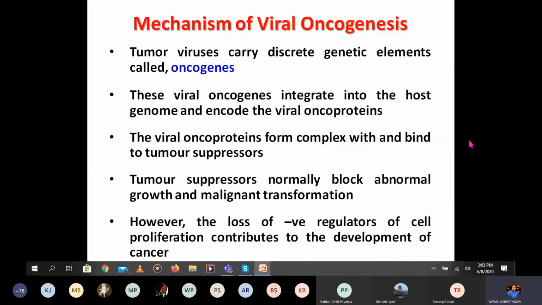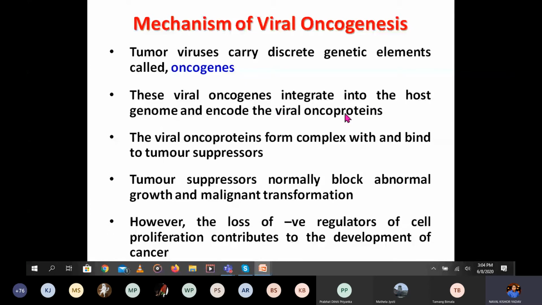So what is the mechanism of carcinogenesis or cancer development due to these viruses? How can these viruses cause the development of cancer? Yesterday in class we discussed different types of genes like oncogene, proto-oncogene, tumor suppressor gene. So this tumor virus has the gene known as oncogene. It carries the oncogene genetic element, that is an oncogene in this tumor virus that can integrate into the host genome. This oncogene, which is present in the virus, integrates into the host genome and encodes the viral oncoproteins.